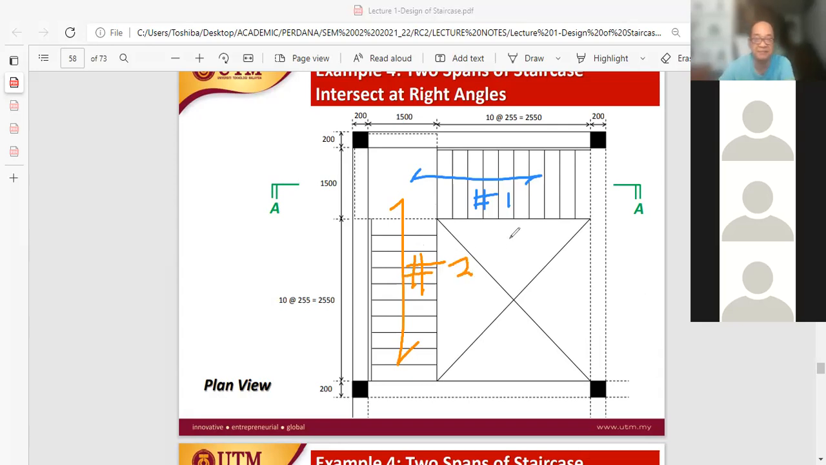I have 2 flights. And it happens to be that both these flights intersect each other at right angles. Okay. At right angles to each other. Okay. Kalau kita study flight number 1 dulu. Okay. We look closely pada flight number 1. There is a beam.